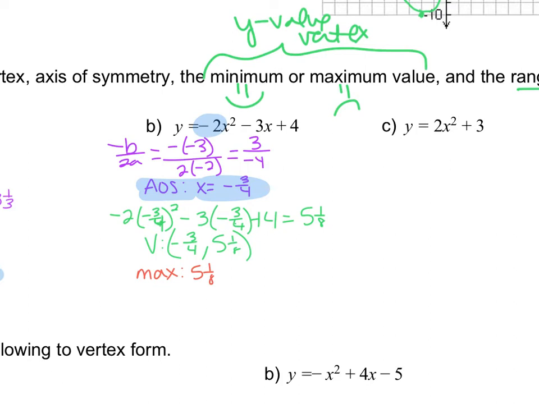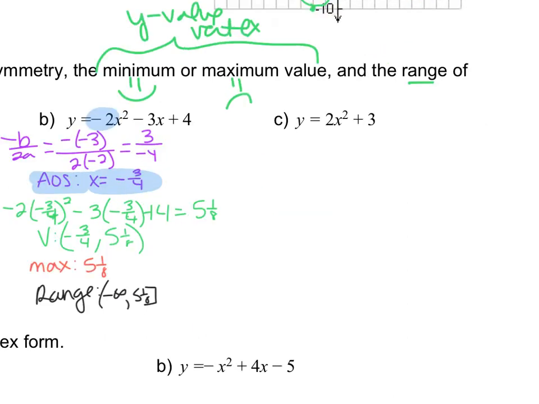And then the last one is the range. So your range is, if the maximum is 5 1/8, that'll be the upper bound. So 5 1/8 is your upper bound, and it goes from negative infinity to 5 1/8. Okay. The next one.